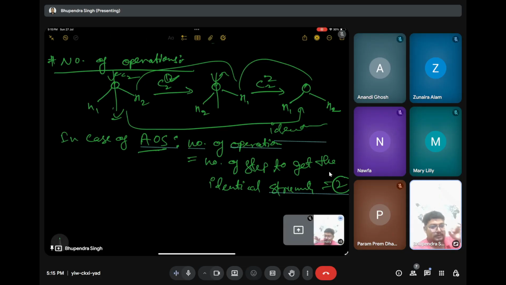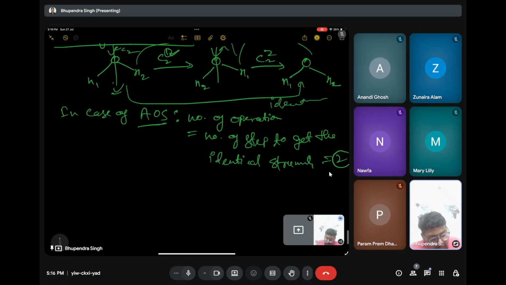Why am I again talking about this? Because you don't have to actually do the operation and see how many operations are required to get the identical structure, operating again and again. No, you don't have to do this. I'm again telling you, if you know the correct structure of the molecule, it makes your life easy. It's literally make your life easy.